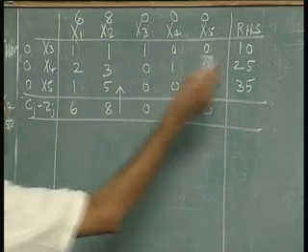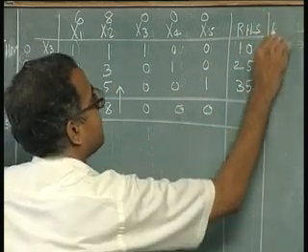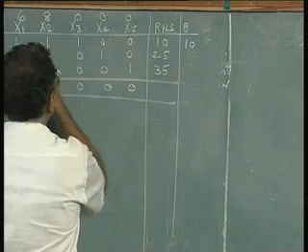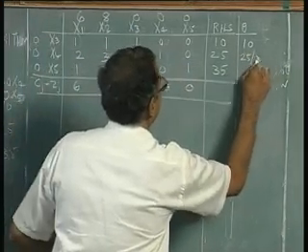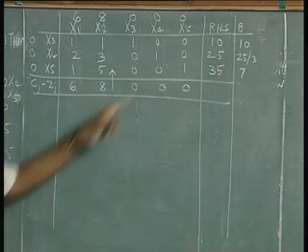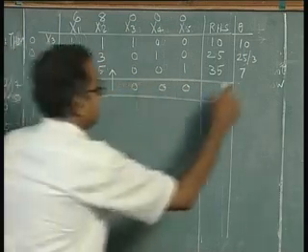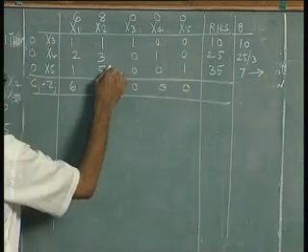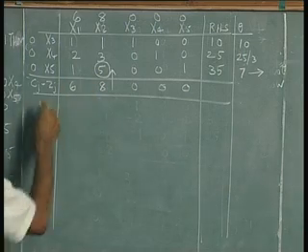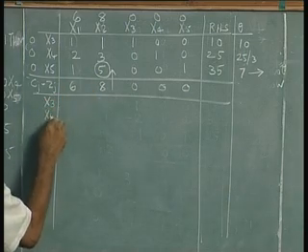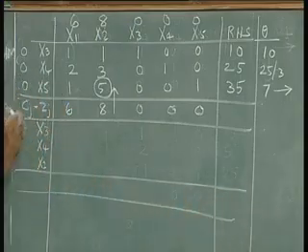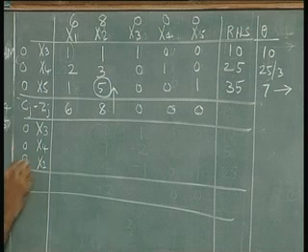Now to find out the leaving variable we need to find out a theta. Theta values will be 10 divided by 1, 10, 25 divided by 3 is 25 by 3, 35 divided by 5 is 7. Now the minimum value is 7, so x5 is the leaving variable and this is our pivot element. Now in the next iteration x2 replaces x5, so you have x3, x4 and x2. The values are 0, 0 and 8.